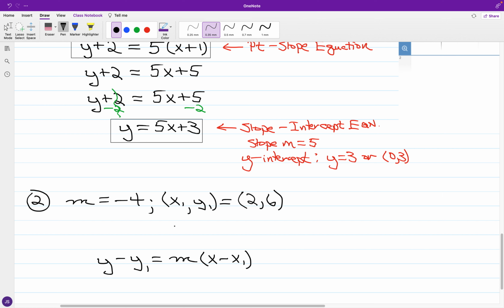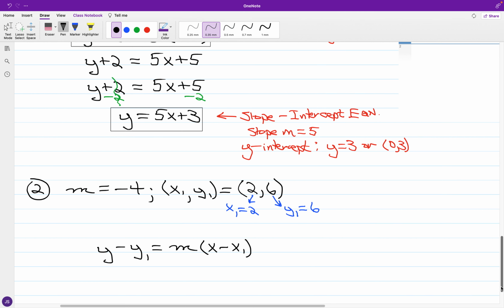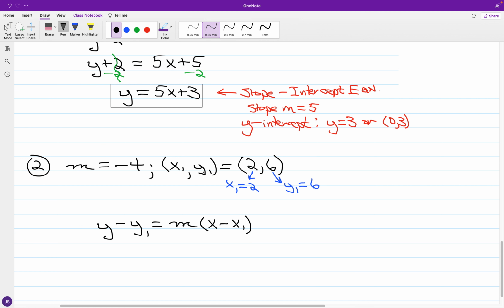Okay, so I got the slope at -4. And again, with the ordered pair 2, 6, I have x of 1 is equal to 2, and 6 will be the y of 1. It's very easy to get things crisscross. Again, we say x before we do y, but the formula has y before the x. So be careful with what you put in for the x of 1 and y of 1.